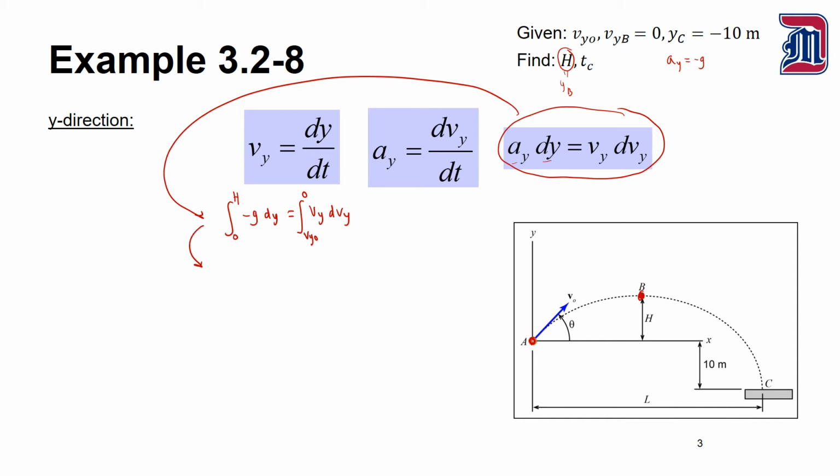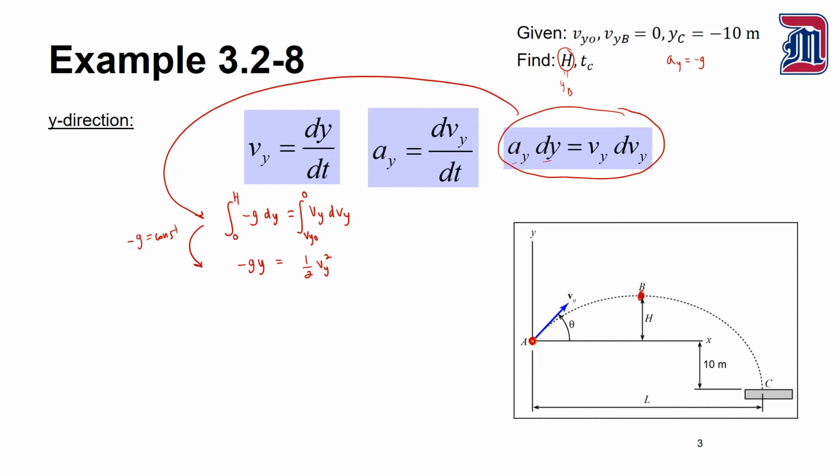We then remember that minus g is a constant, and so if we take the antiderivative of that, it's negative gy. On the right-hand side, we take the antiderivative of vy with respect to vy. The antiderivative there is we add 1 to the exponent, we get an exponent of 2, and then we have to divide by the 2 to cancel that exponent when we take the derivative.